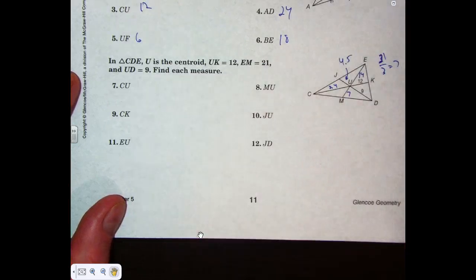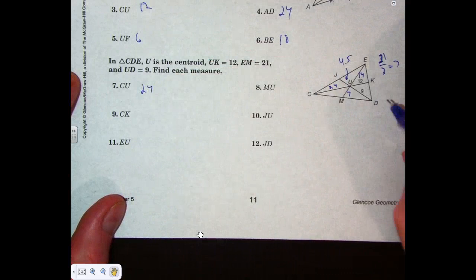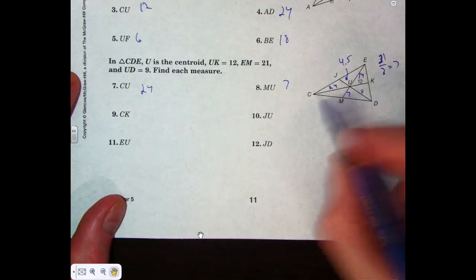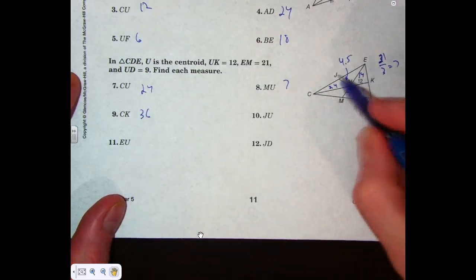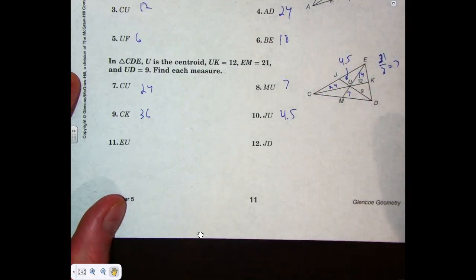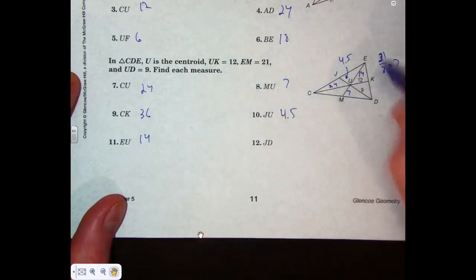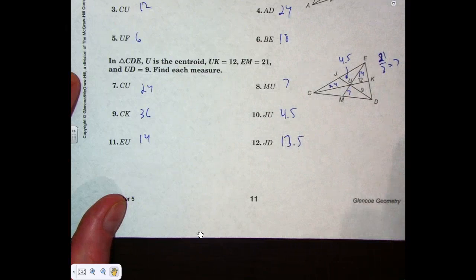And now I can just start filling in the missing sides. So CU is 24. MU is 7. CK, that full length, is 24 plus 12, so 36. JU is the shorter one of the two, so that's 9. Half of it is 4.5. EU is 14, since it's 2/3 of 21. And then JD is the full length here, so 9 plus 4.5 is 13.5.